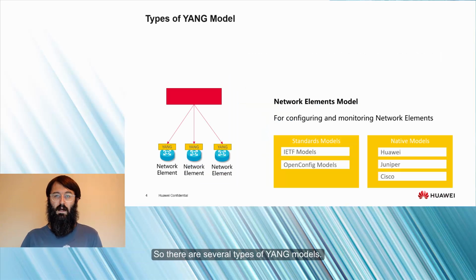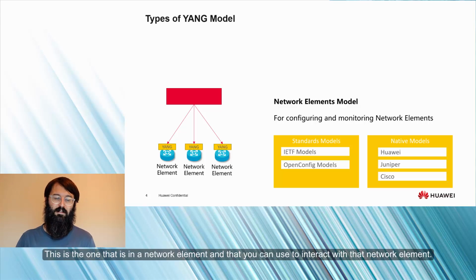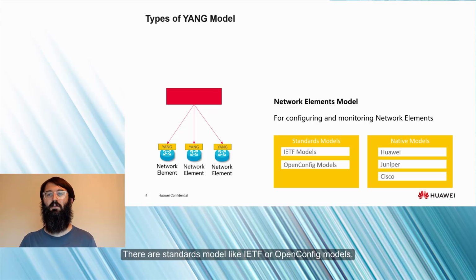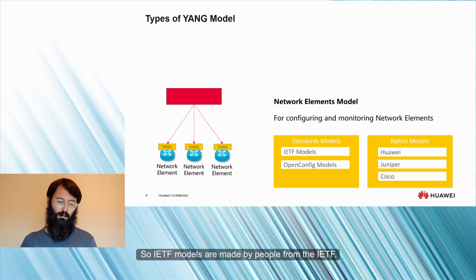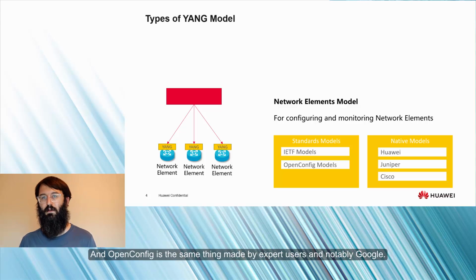So there are several types of YANG models. The first type is the network element model. This is the one that is in a network element and that you can use to interact with that network element. There are standard models like IETF or OpenConfig models. So IETF models are made by people from the IETF. So they represent basically what a consortium of experts on the subject thinks should be part of the configuration of an interface. And OpenConfig is the same thing made by expert users, notably Google.